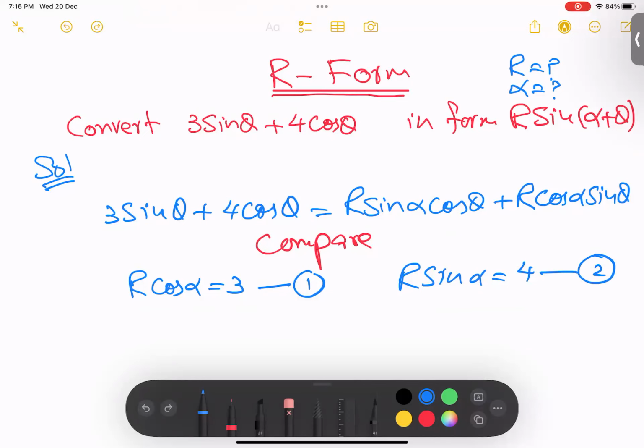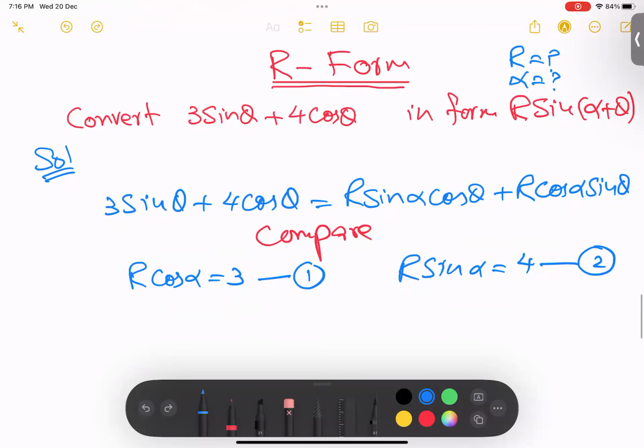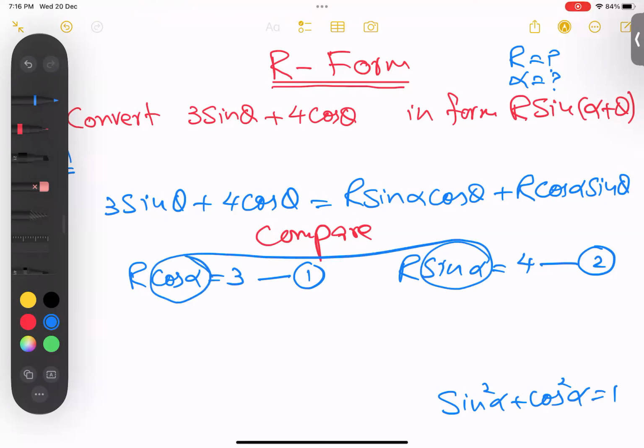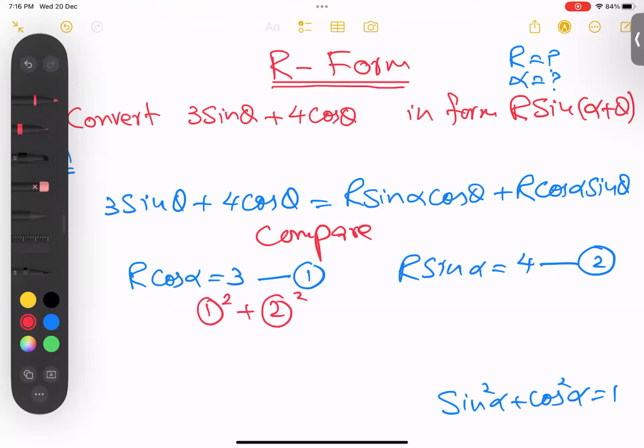I believe it is nothing hard to find both. So let's see how we can find them. Students, you know this formula very well: sine square alpha plus cos square alpha is always 1. So I need to square equation 1 and equation 2 and add them. Look at the way: 1 squared and 2 squared, and add them.